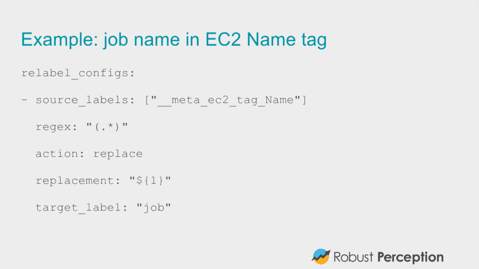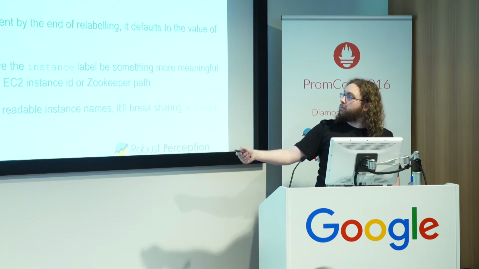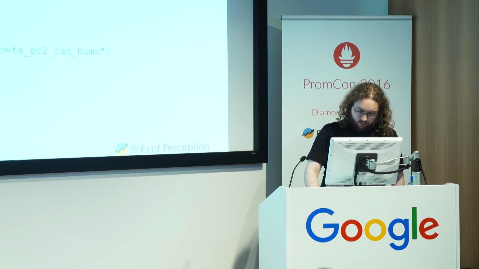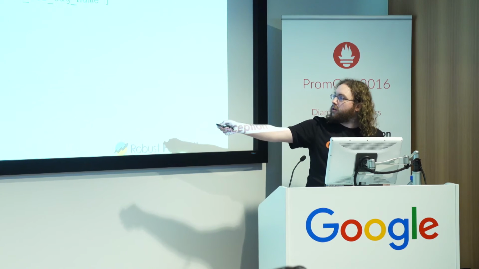Seems simple, right? Of course, this is also kind of verbose. And because it's so common to want to copy labels around, these previous settings are all defaults. So .* in brackets is the default for regex. Action replace is the default. Replacement is that as well.